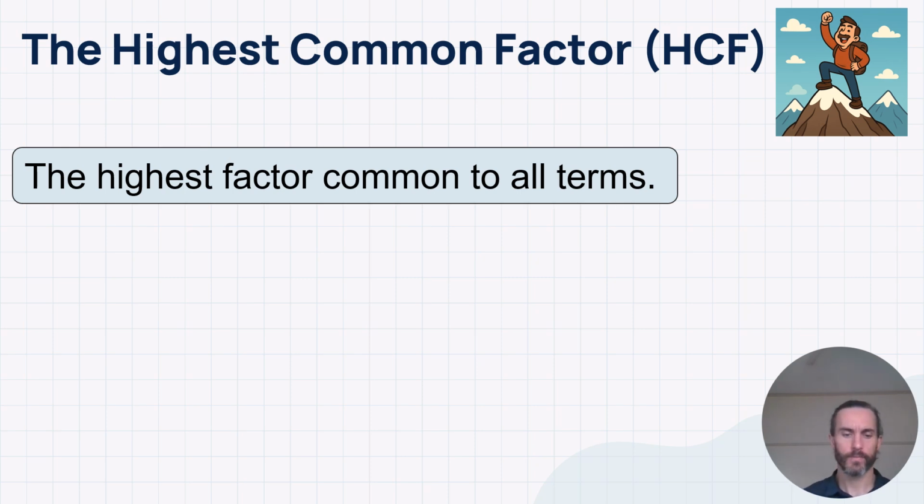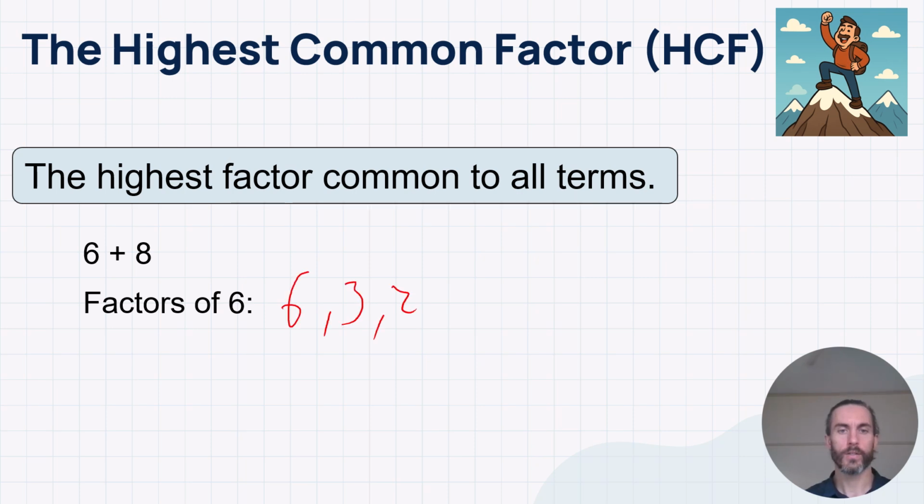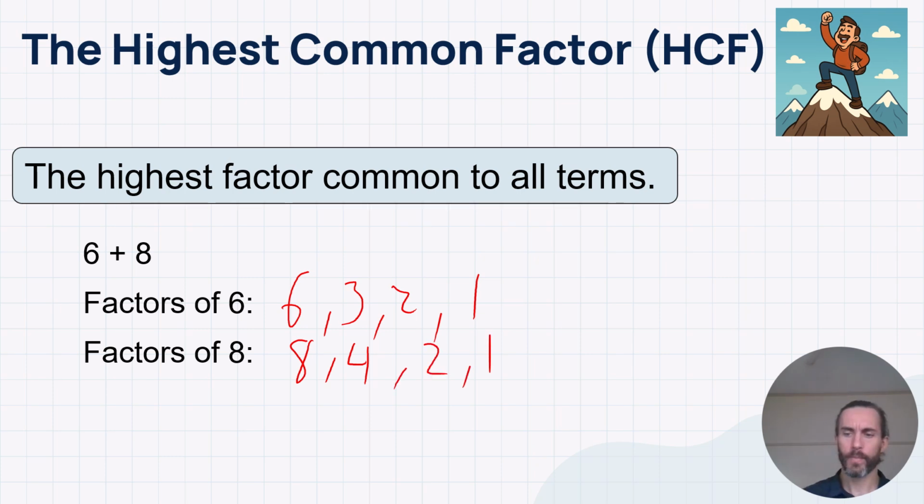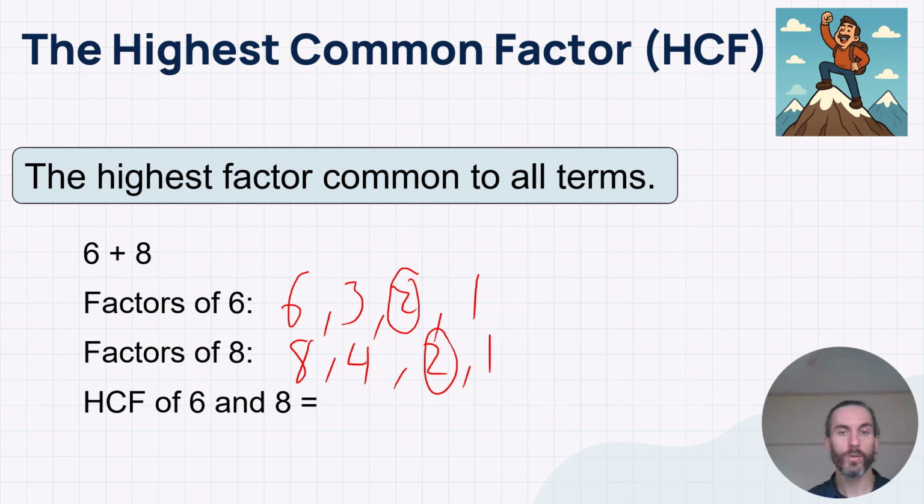What's the largest factor? So if we take this algebraic expression, we've got two terms, 6 plus 8. We can ask, okay, what are the factors of 6? That's 6, 3, 2, 1. What are the factors of 8? That's 8, 4, 2, and 1. Now, what is the highest common factor? What's the largest number that they have in common? You can see they both have 2. That's the biggest one. So the HCF of 6 and 8 is 2.